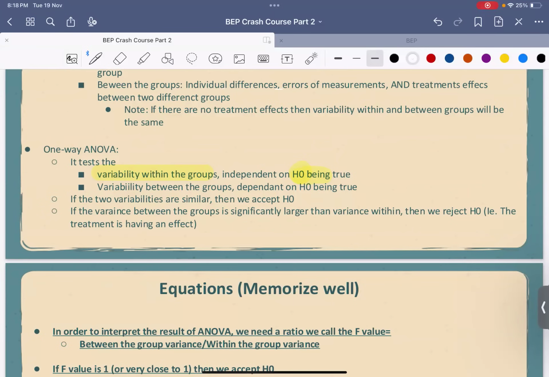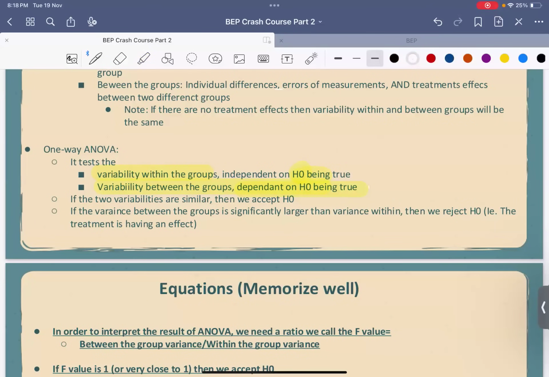So group A for me is the same entity. Group B for me is the same entity. We're comparing group A with group B with group C. So within the group, we don't care about the null hypothesis. But between the groups, this is dependent. Now we do care about the null hypothesis. Is there a true difference between the groups or not? And so that's why it's dependent on H0 being true.